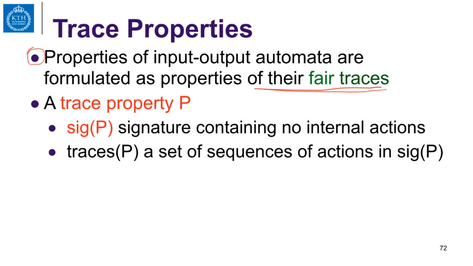A trace property specifies both the external interface and the set, or in other words the property, of sequences observed at the interface. So a trace property P specifies a signature of P that contains no internal actions, only external actions, and the traces of P is a set of sequences of actions in the signature of P.